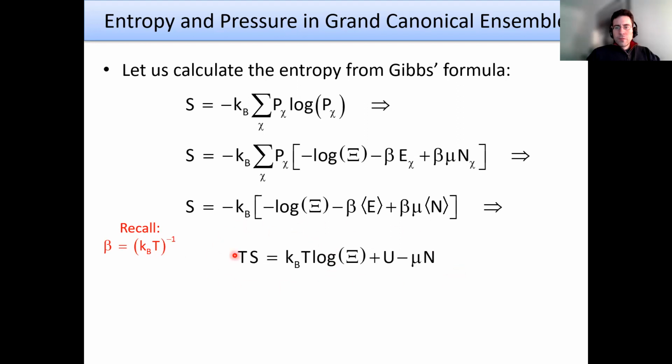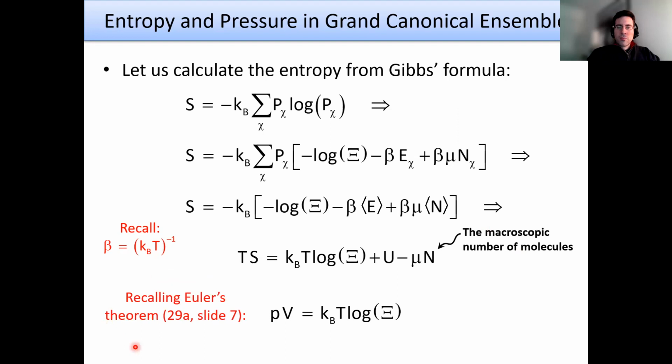So this equation here is relating temperature, entropy, the partition function with the internal energy, chemical potential and number of particles. This number of particles is the average number of particles, right? I just dropped the brackets for simplicity. So it's the macroscopic number of molecules.